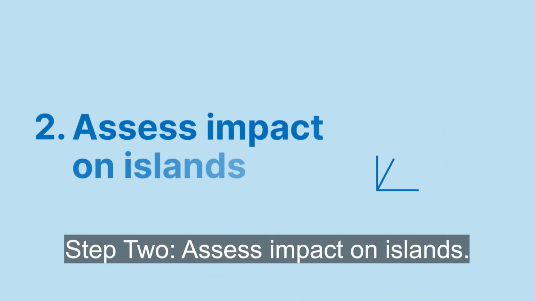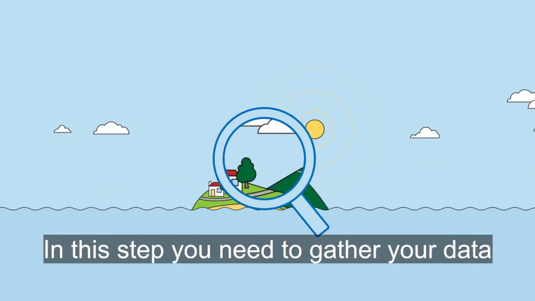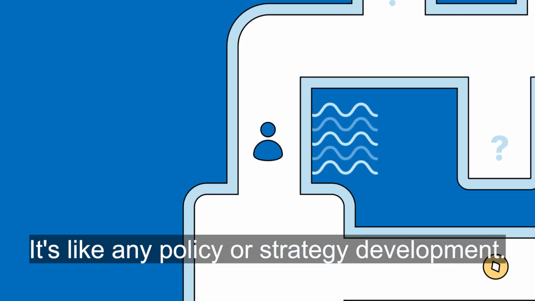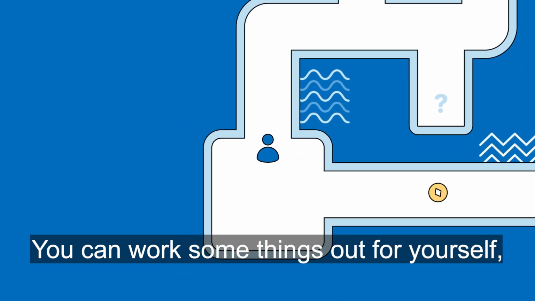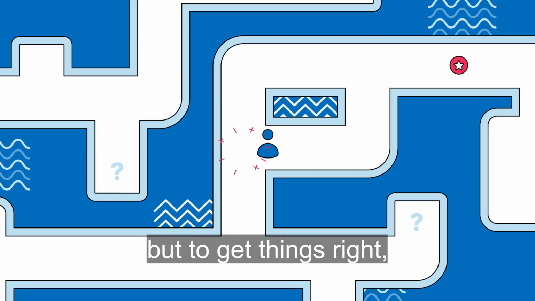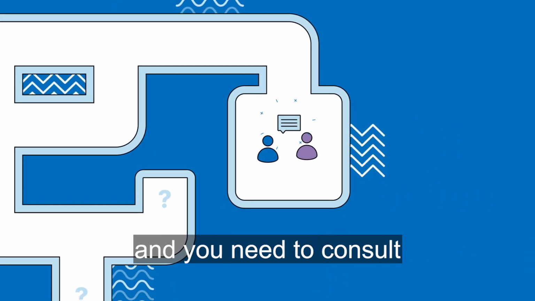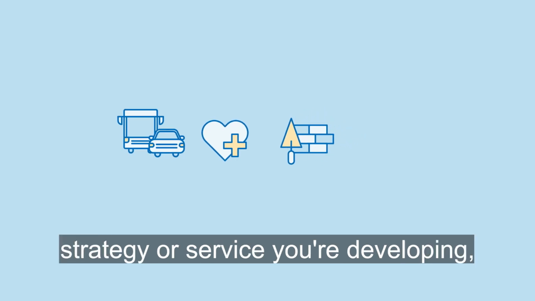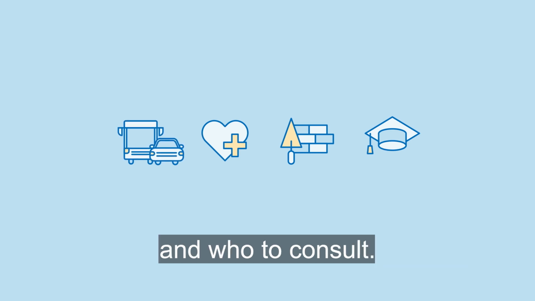Step 2. Assess impact on islands. In this step, you need to gather your data and identify your stakeholders. It's like any policy or strategy development. You can work some things out for yourself. But to get things right, you need to check the data and you need to consult with the right people. Depending on the policy, strategy or service you're developing, consider where to find relevant data and who to consult.